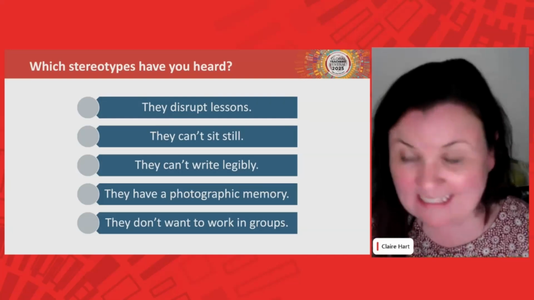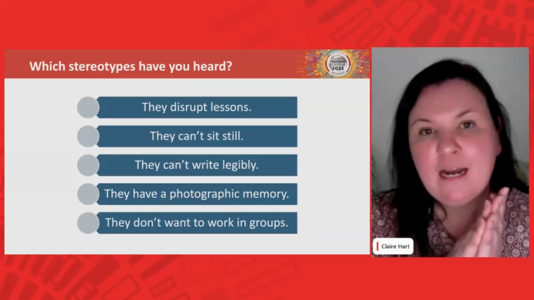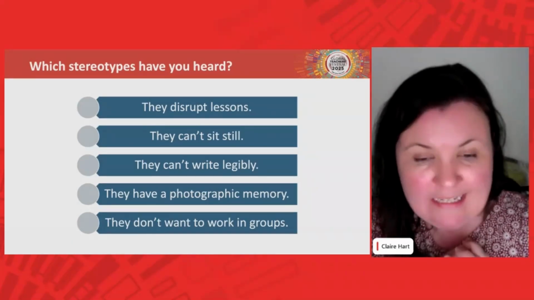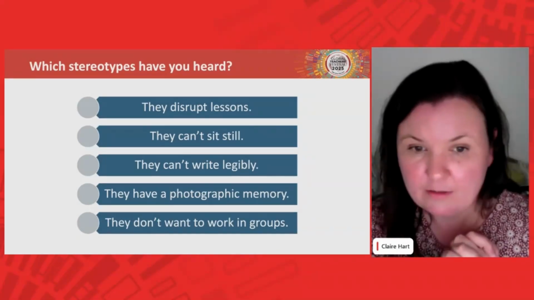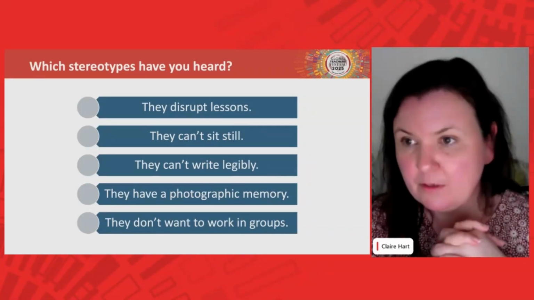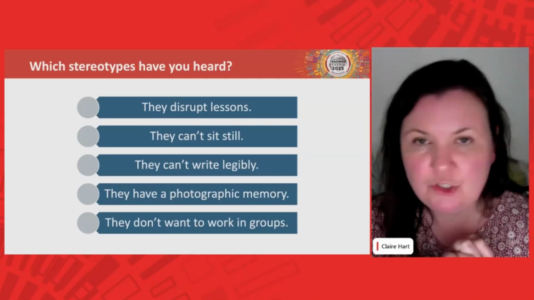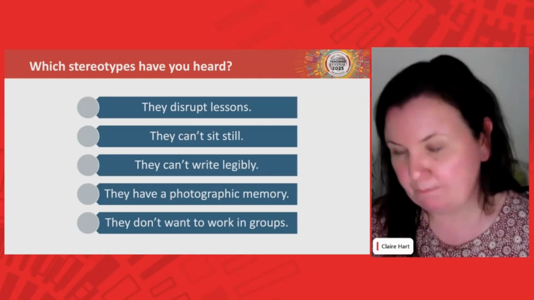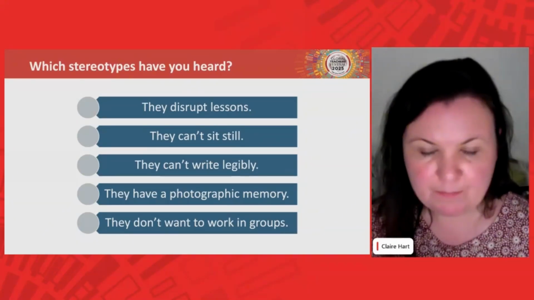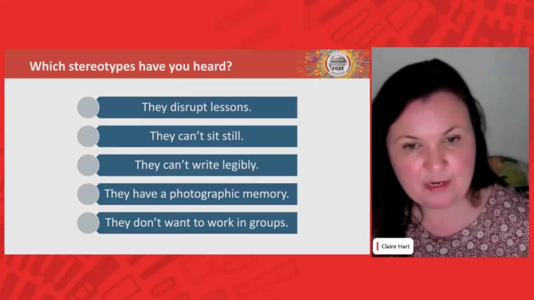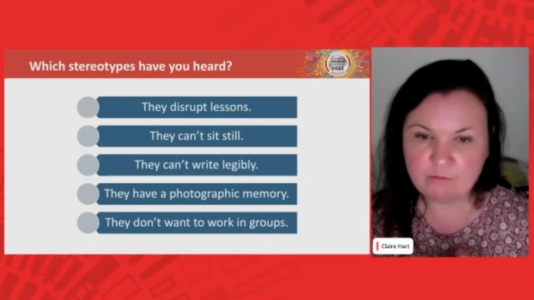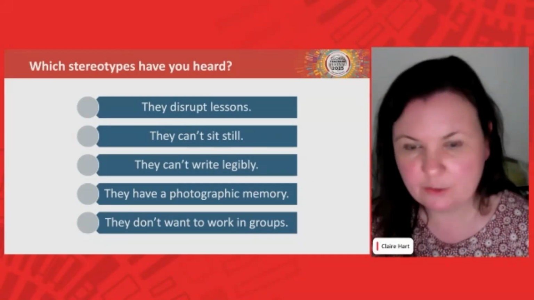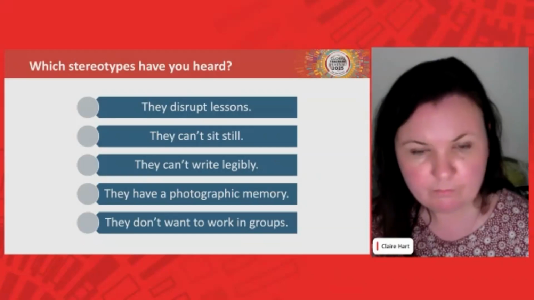They can't write legibly, and there is a higher than average occurrence of a condition called dysgraphia amongst autistic people. And dysgraphia is a condition which makes it difficult for you to write legibly. So some autistic people, if they also have dysgraphia, will, of course, struggle to write legibly. But it's not an autistic trait in itself.